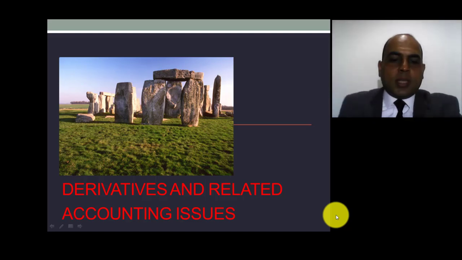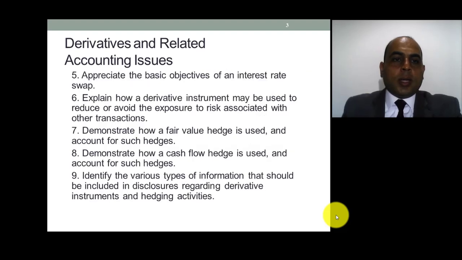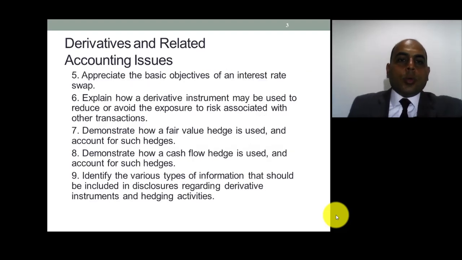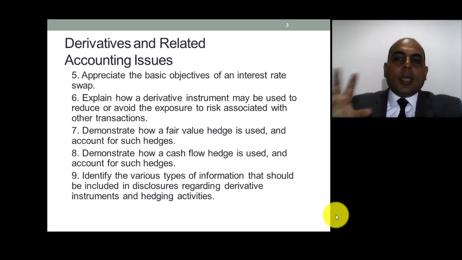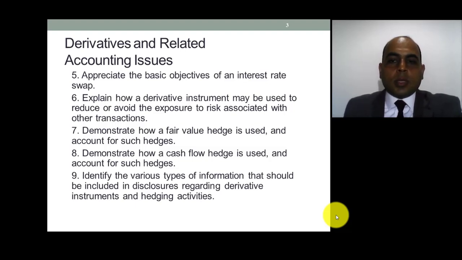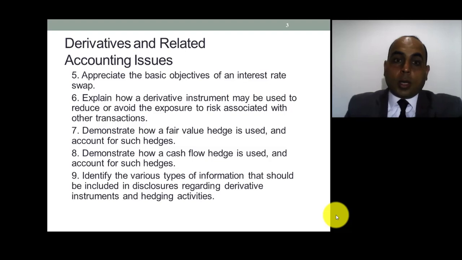Again with the derivatives and related accounting issues. In this video, we will discuss learning objective number 5 and 6. First of all, we will discuss the basic objective of an interest rate swap. What's an interest rate swap? Then we will move to discuss how a derivatives instrument may be used to reduce or avoid the exposure to risk associated with other transactions.